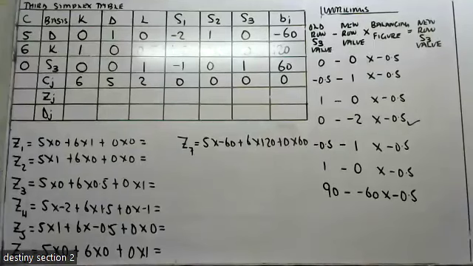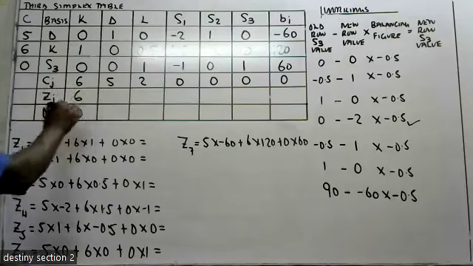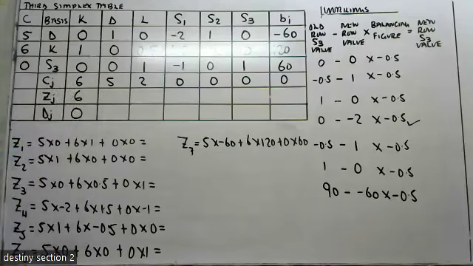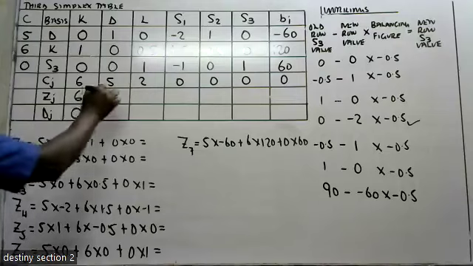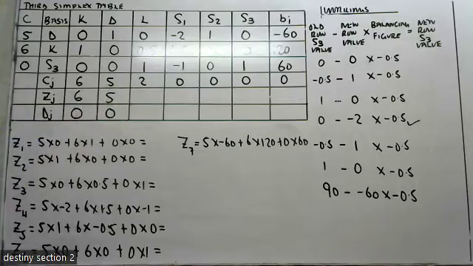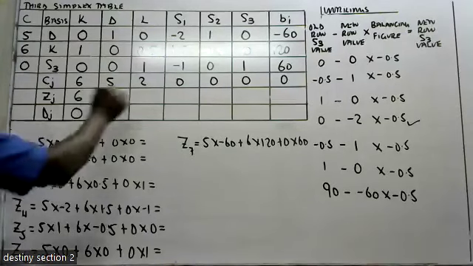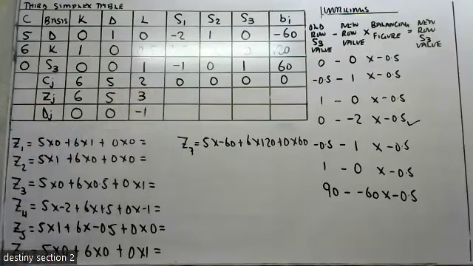So 5 times 0 plus 6 times 1 plus 0 times 0 is 6. And when I subtract, that becomes 0. 5 times 1 plus 6 times 0 plus 0 times 0 is 5. When I subtract, that is 0. 5 times 0 plus 6 times 0.5 plus 0 times 1. That is 3. When I subtract, I get minus 1.